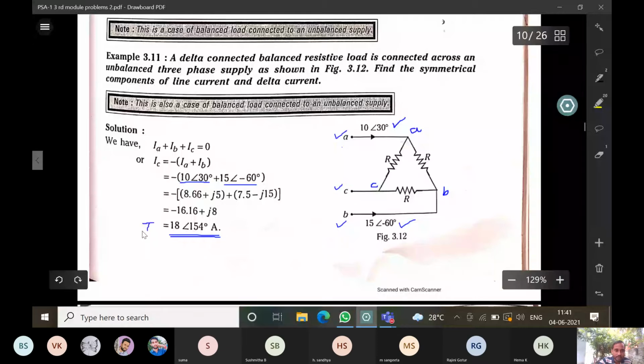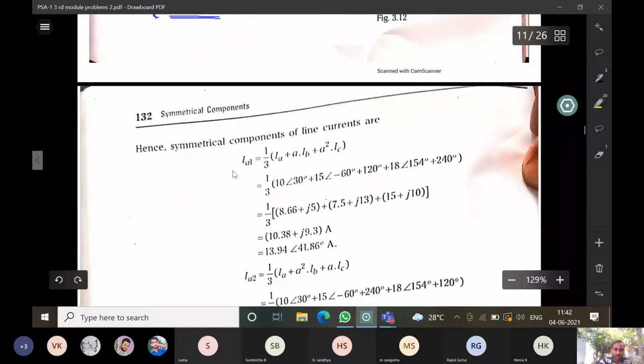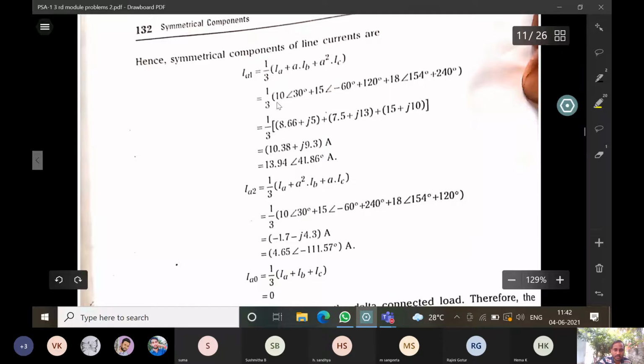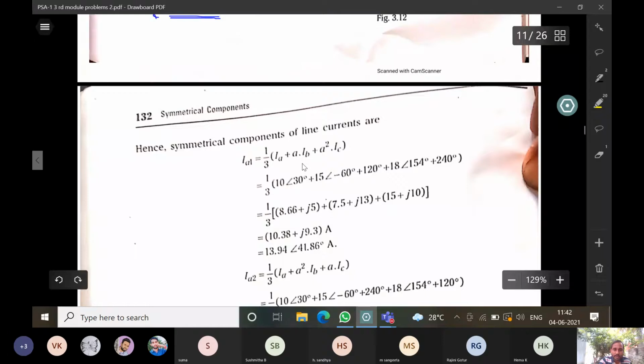So once you know the IA, IB and IC values, the symmetrical components are IA0, IA1 and IA2. IA0 is equal to 1 by 3 of IA plus IB plus IC. IA1 is equal to 1 by 3 of IA plus A into IB plus A square IC. And IA2 is 1 by 3 of IA plus A square IB plus A into IC. So substitute the values of IA, IB, IC in these equations.